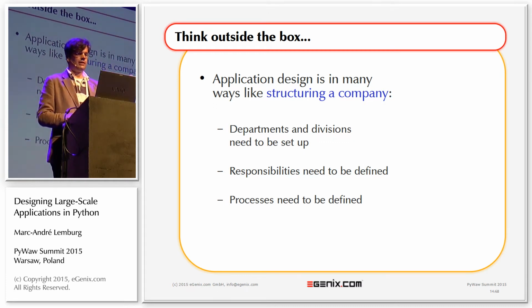If you look at, say, a large company, then you always have departments and divisions. The departments and divisions usually map to different kinds of things that you need to do in a company, like sales, development, marketing, controlling, and you need to define the responsibilities of all those different departments and divisions in your company. You need to create processes that make it possible for all these different departments to work together in some hopefully efficient way. And you need to put this into action to actually make everything work and make your company a success. And with applications, it's actually quite similar.